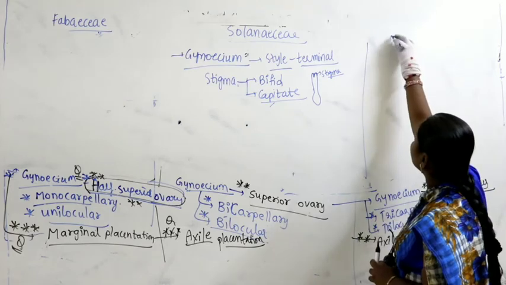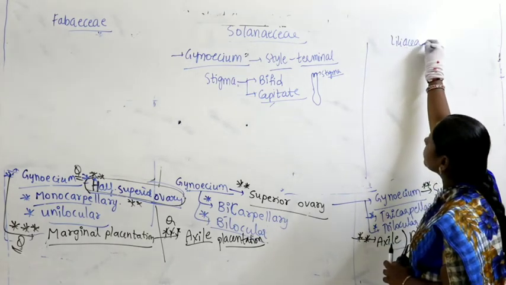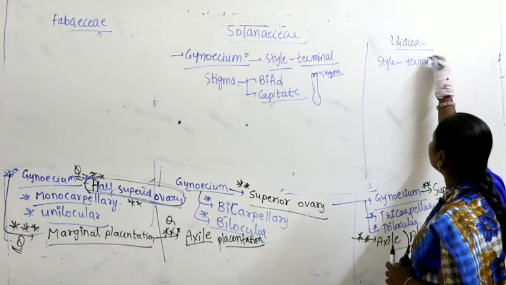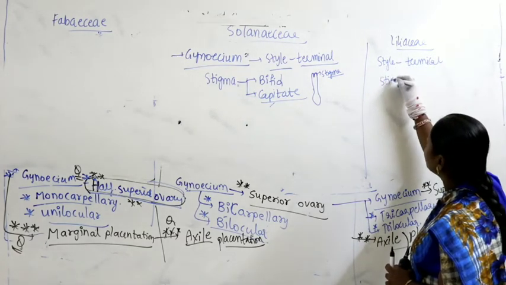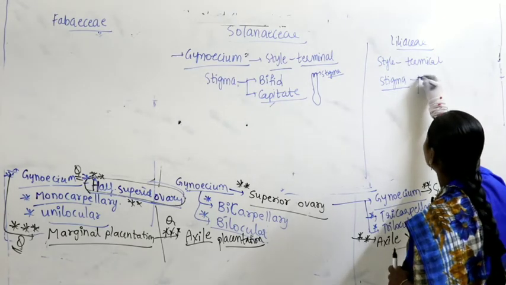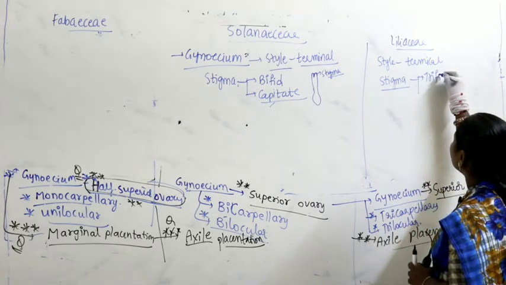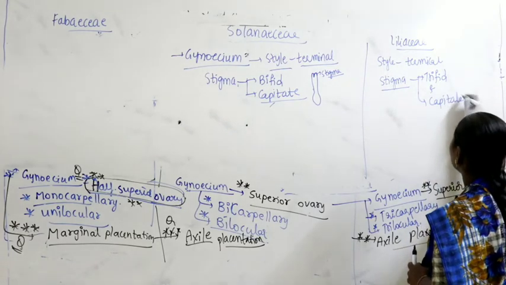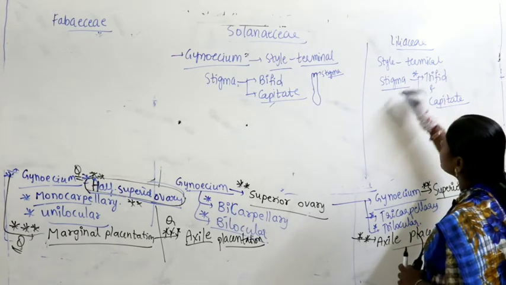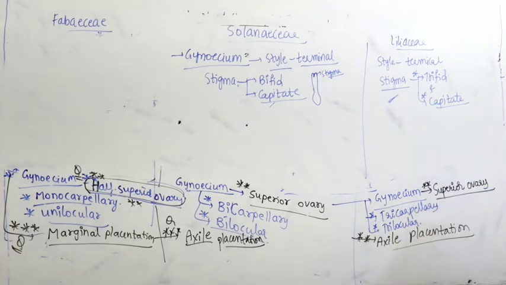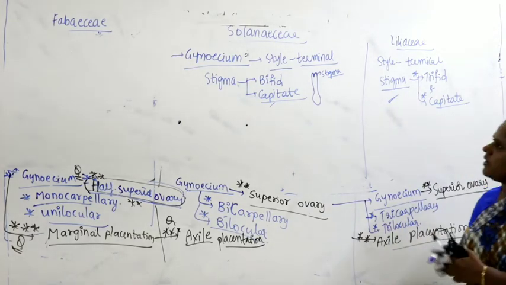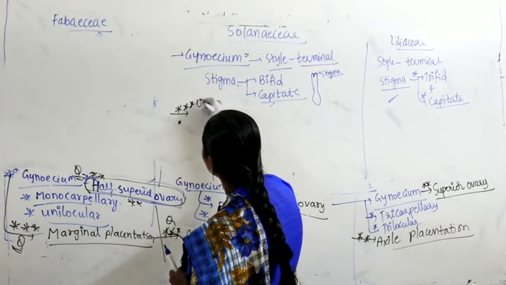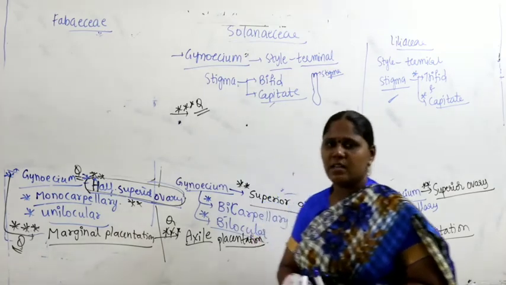Similarly, if you take the stigma of Liliaceae, here also the style is terminal, and here we say the stigma is trifid, and moreover it is capitate. These are the characteristics which we have to remember. But very importantly, we expect a question from Solanaceae. What is that from the gynoecium?